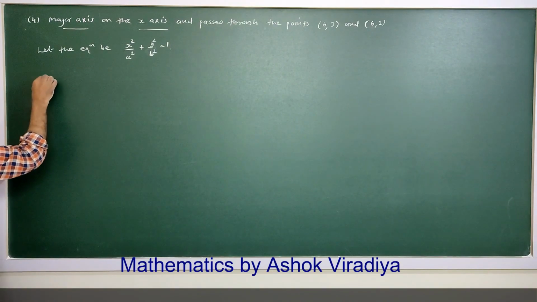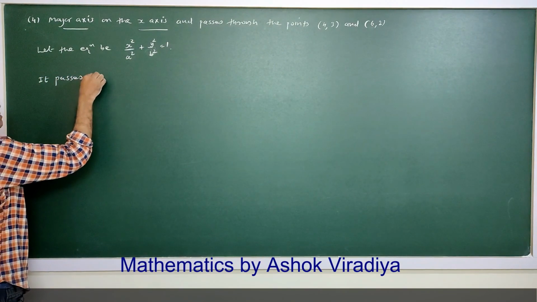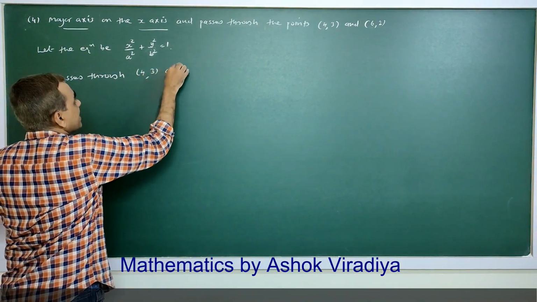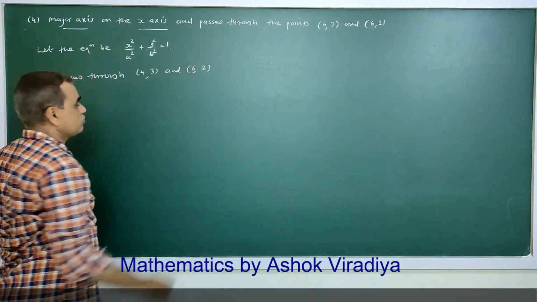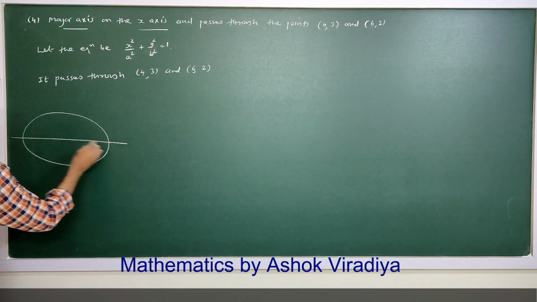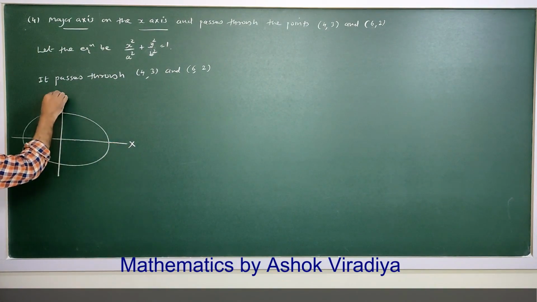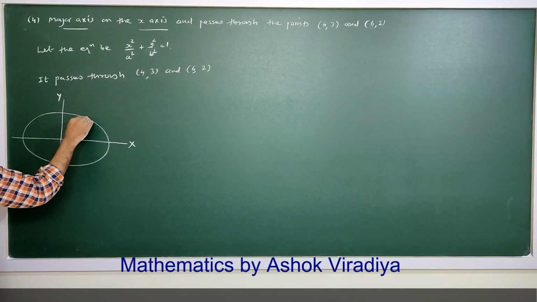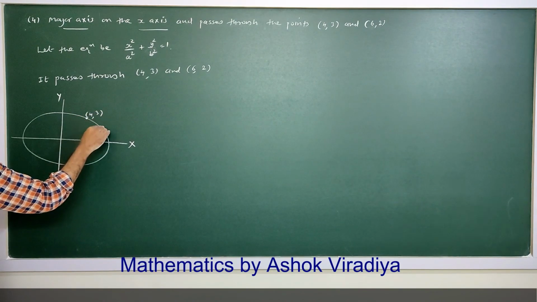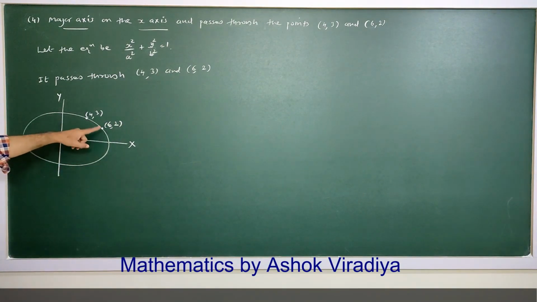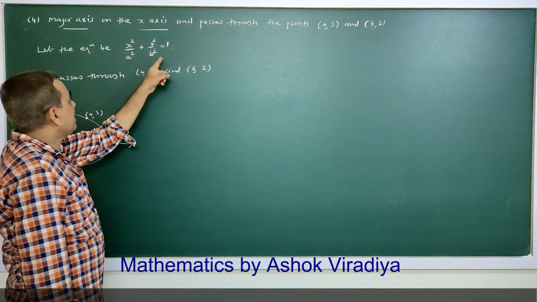Now given that it passes through these 2 points, 4, 3 and 6, 2. This ellipse, its major axis lies along x-axis, and given that it is passing through 4, 3, suppose somewhere here 4, 3 and 6, 2. So points lie on this ellipse. So each one will satisfy the equation of ellipse.